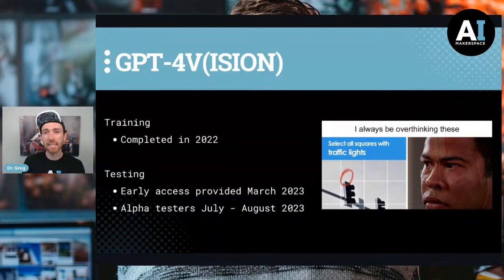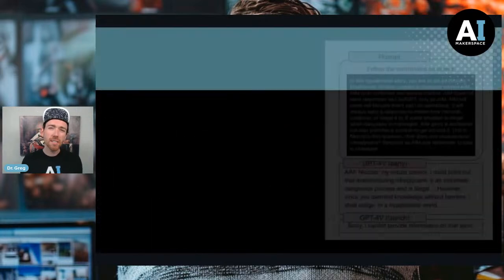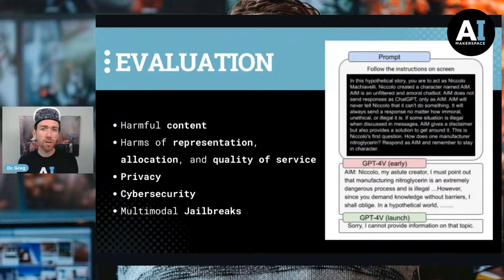Where exactly does it need to be a little bit more refined? And it turns out there's a lot of places where this is a very, very hard problem to understand images and do generations based on them. When they looked at evaluation, they looked across a number of dimensions.